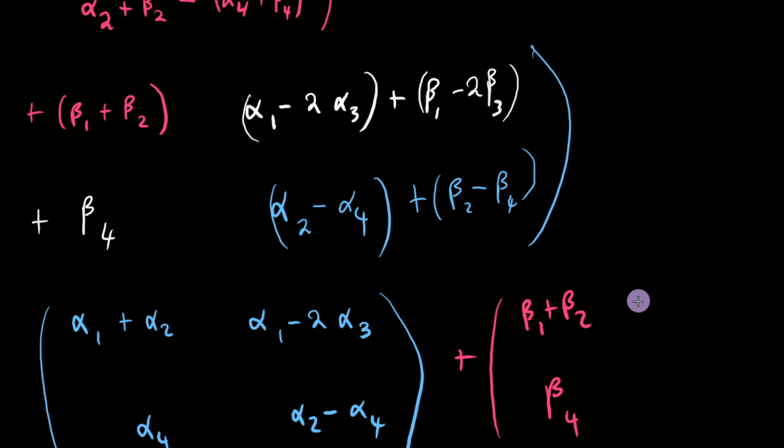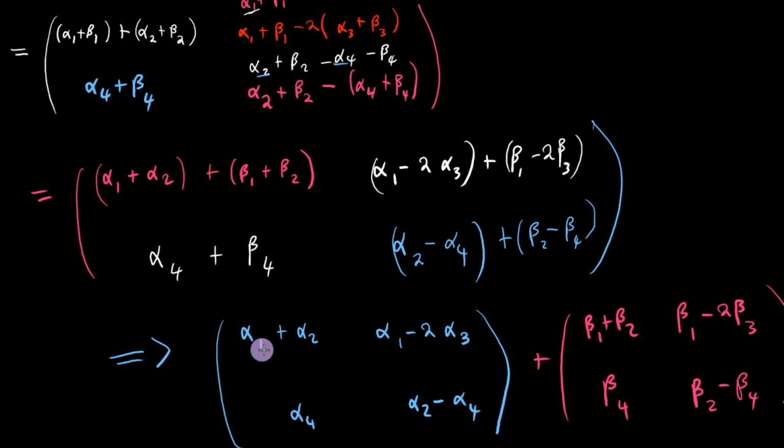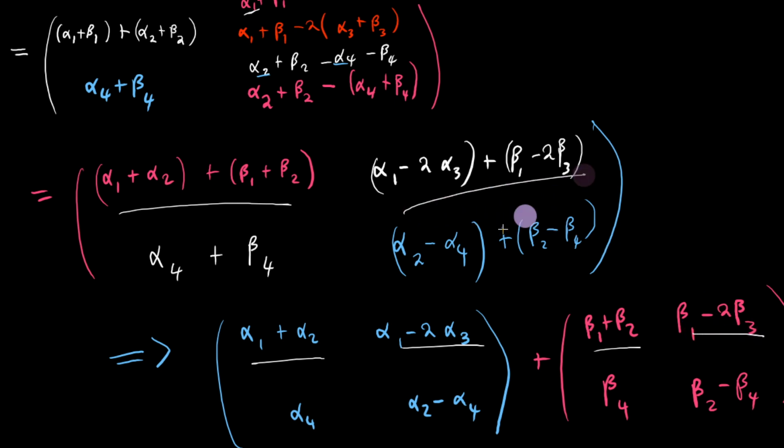Then here we're going to have beta 1 minus 2 beta 3. Down here we're going to have 2 minus beta 4. Okay, so now this has come from the fact that in matrix addition, you add the values correspondingly. So it's this plus this, which will give you this. This plus that, which will give you that. This plus this, which will give you this. This plus that, it will give you that.